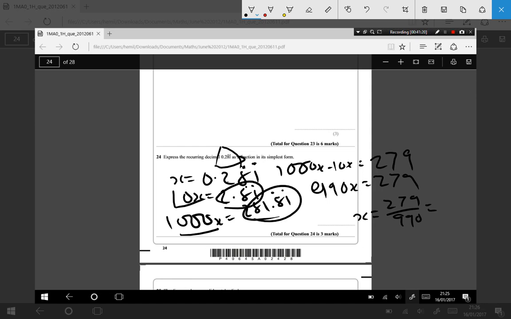Then we just need to simplify that if we can. So I'm guessing it's a multiple of 3. So 3 times 9 is 27. 93 over 330, which can be further simplified to 31 over 110. And I think that's the furthest you can go. And that's the answer, 31 over 110.